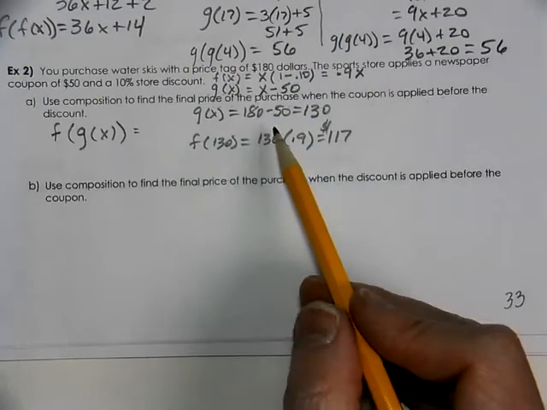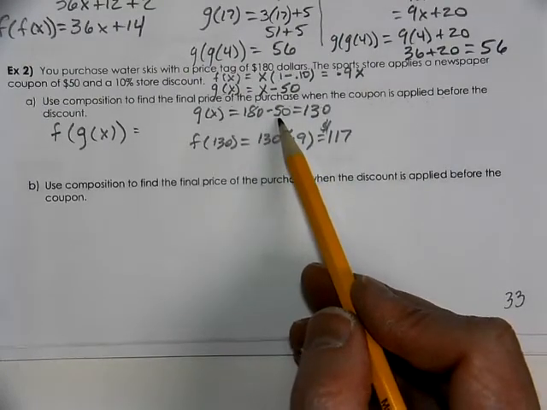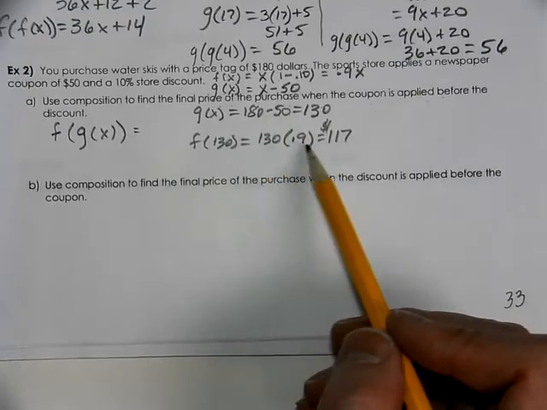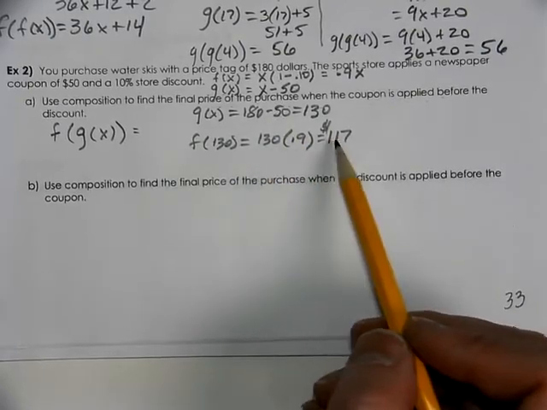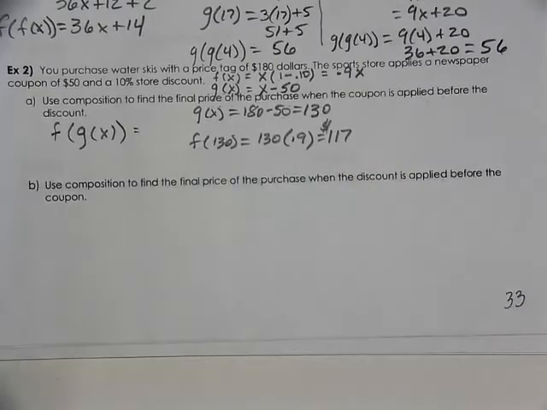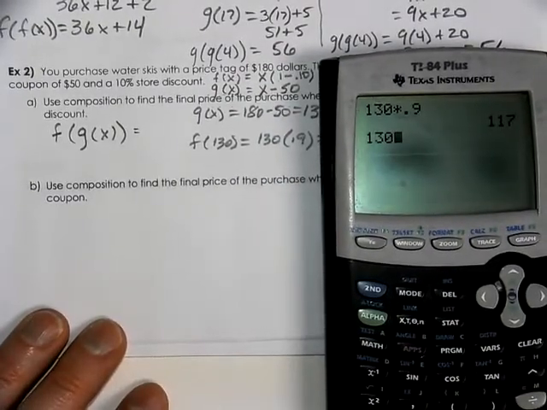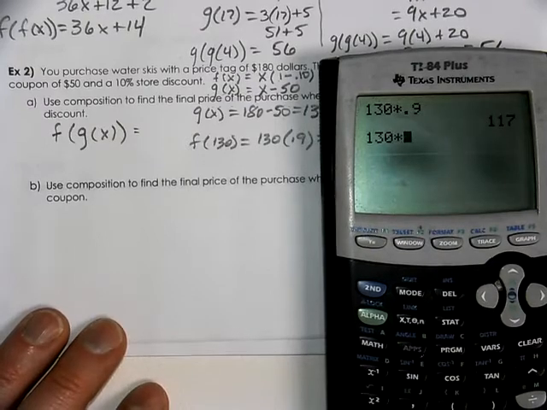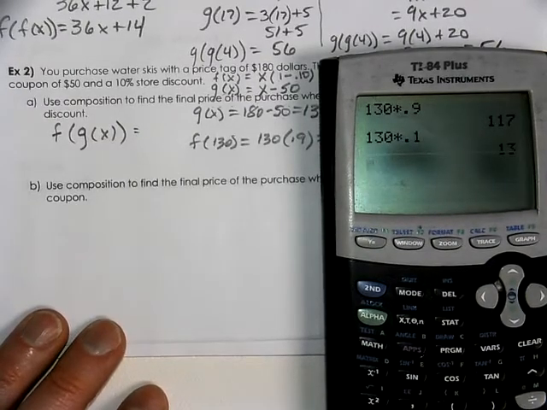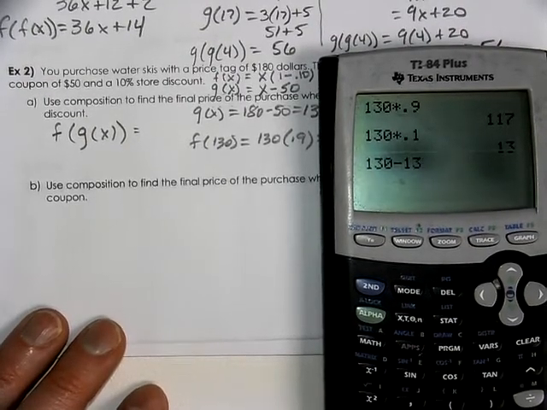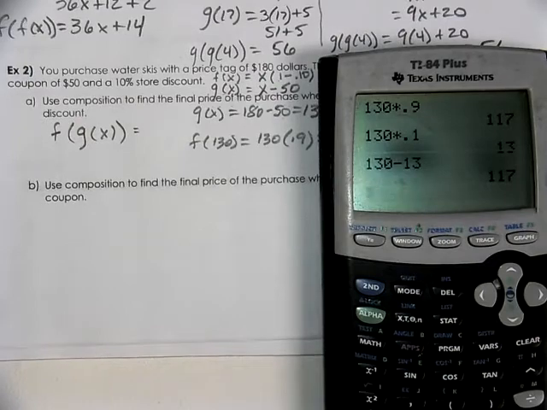You got your 50 off, and then you pay 90% of the total cost. Notice that that would be the same thing as your 130 times 10%, which is $13, and you get $13 off of your 130. It's still 117.